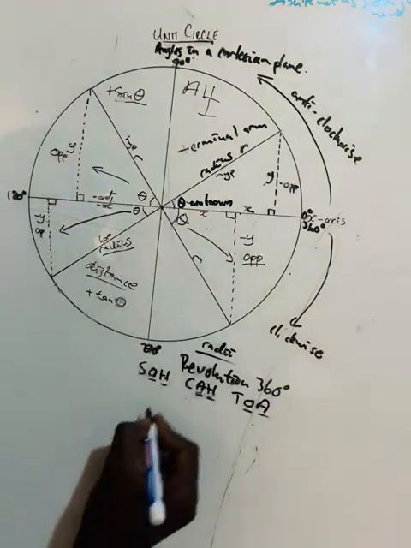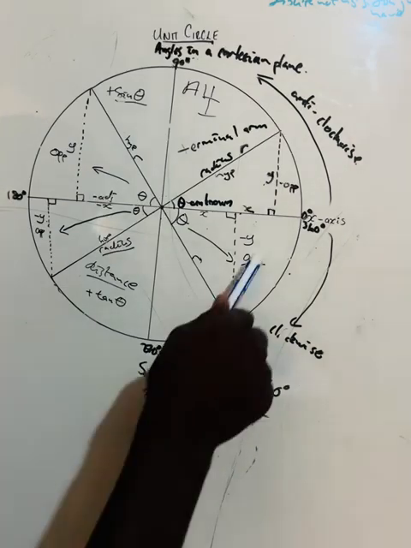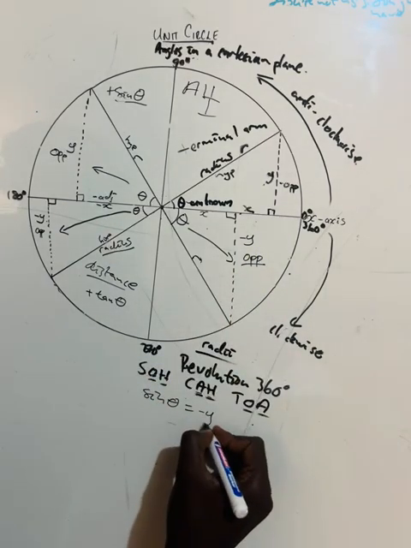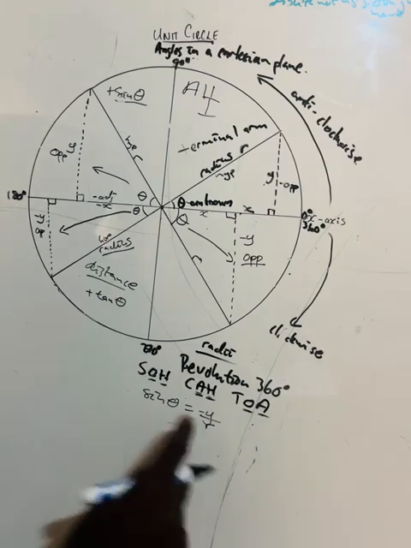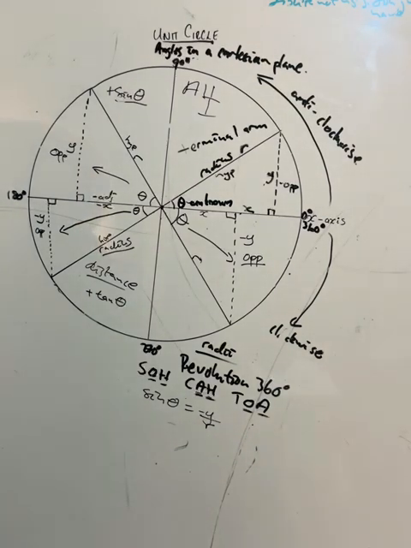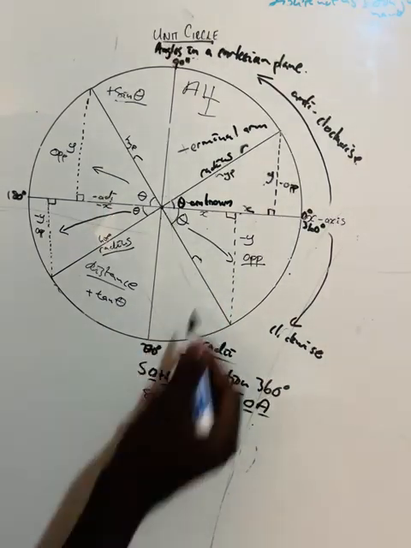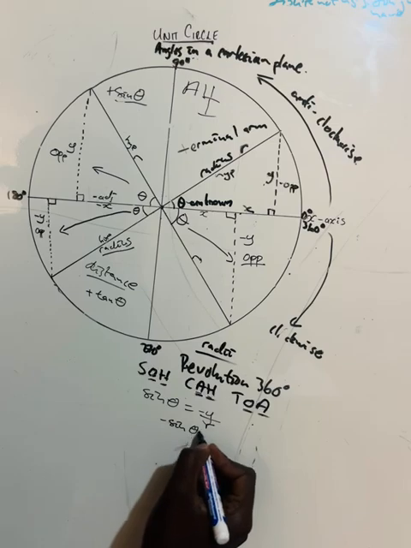So we start with sin theta. Sin theta is equal to, our opposite is a negative, we've got a negative y, over our radius, which is r, which is a positive. And negative divided by positive gives us a negative. So in the fourth quadrant, we've got a negative sin theta.